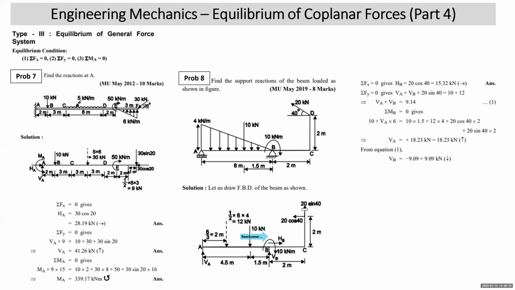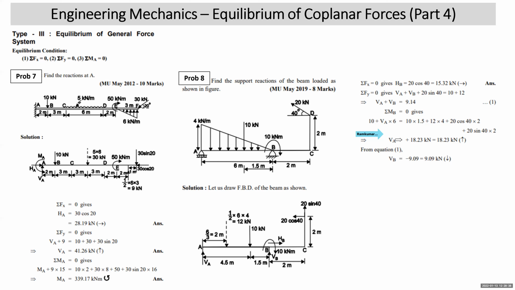What about 20 sin 40? It is upward on the right side of B. So you will assume it against the moment center B, upward 20 sin 40 into 2, that will also give you anticlockwise. This gets you the value of VA, which comes out to be positive, that is plus 18.23. Plus means the assumed direction of VA is correct, 18.23 kN upward.